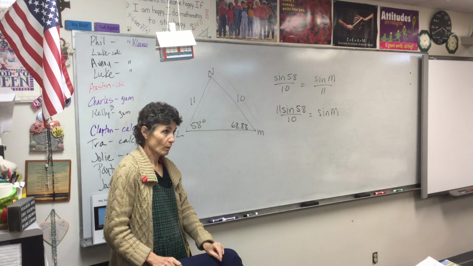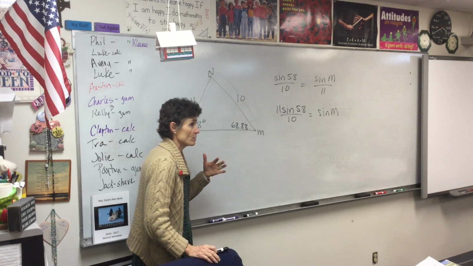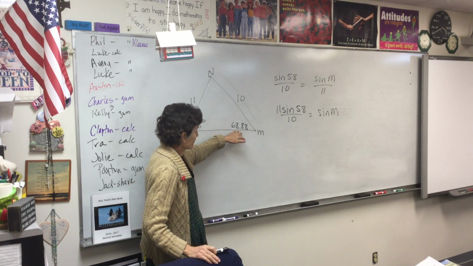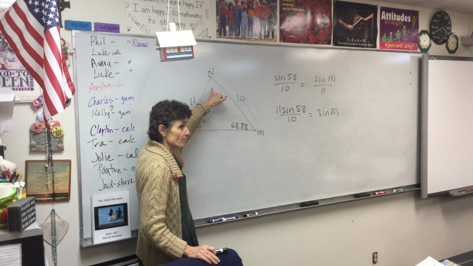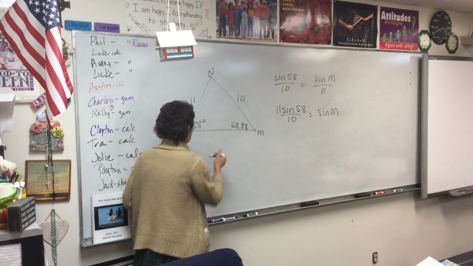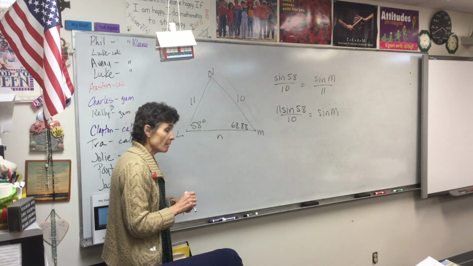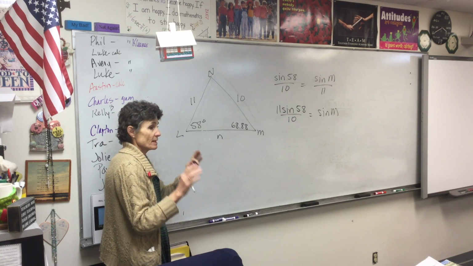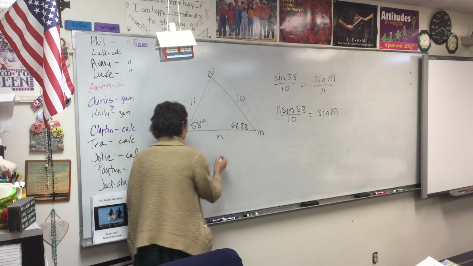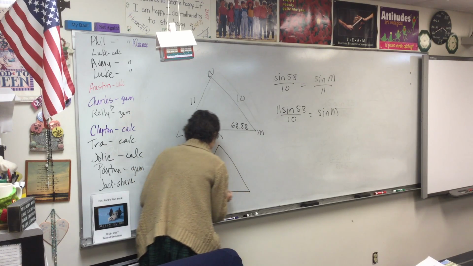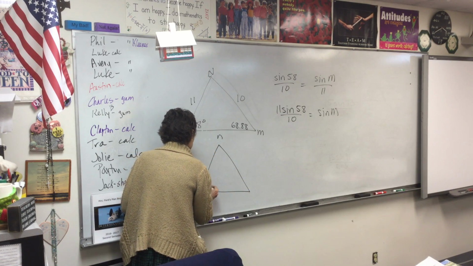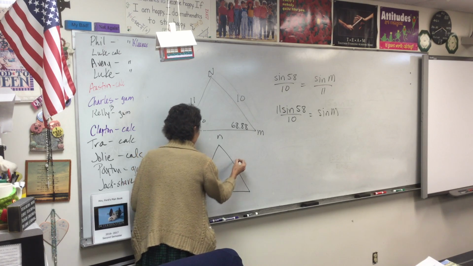Now, before you go any further, you know what you need to do. Once you have this angle, can you find that one? Yep, and once you have that one, can you find side N? Yep, but we're not going to do that yet. Because before we forget, we're going to check to see if a second triangle would be possible.